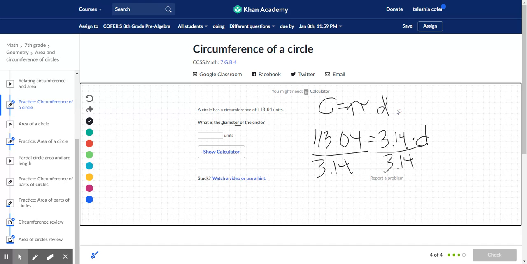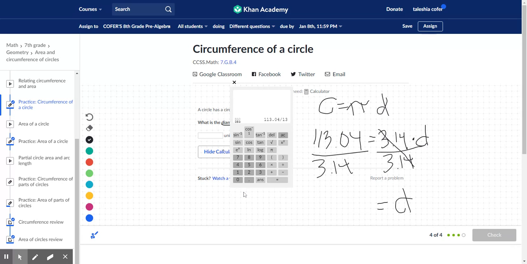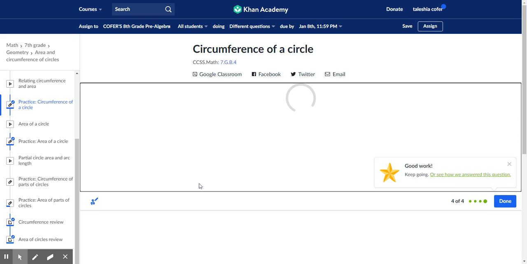This cancels out, and I'm left with d is equal to, let's see what 113.04 divided by 3.14 is. Oh, by 3.14. I almost typed the wrong thing. Delete, delete. 3.14. And I came up with 36, so I now know my answer is 36. And we are finished. That is how you find the circumference of a circle.